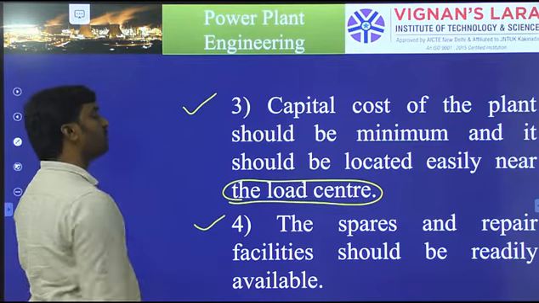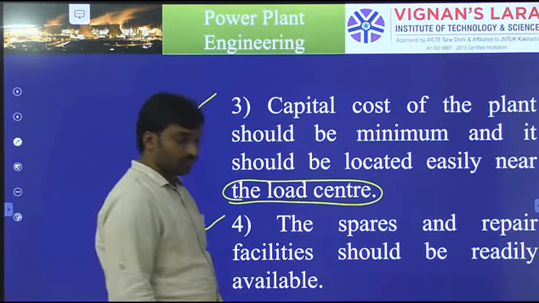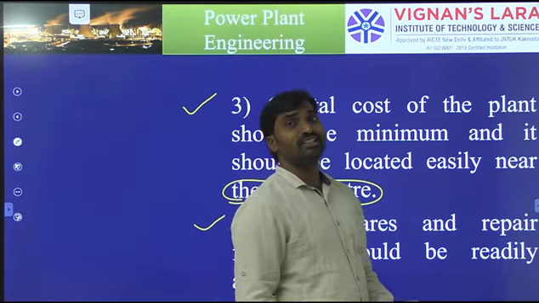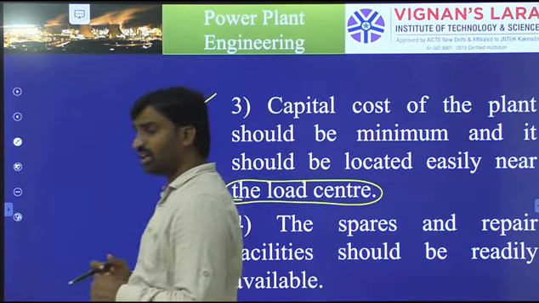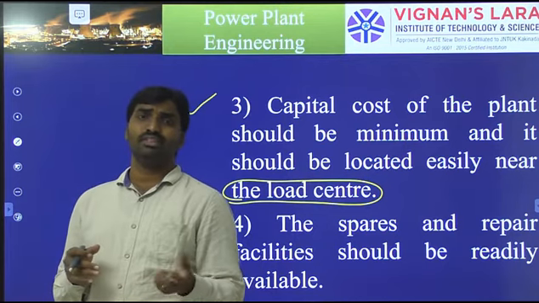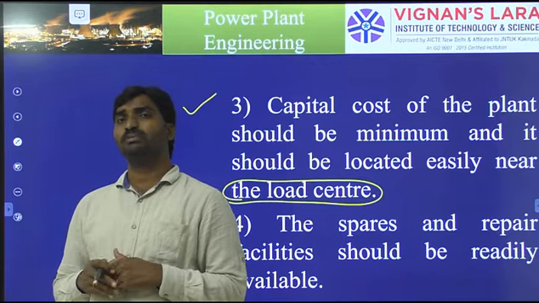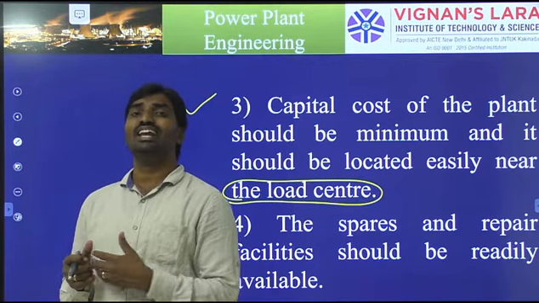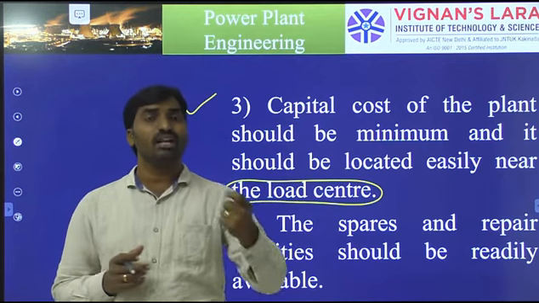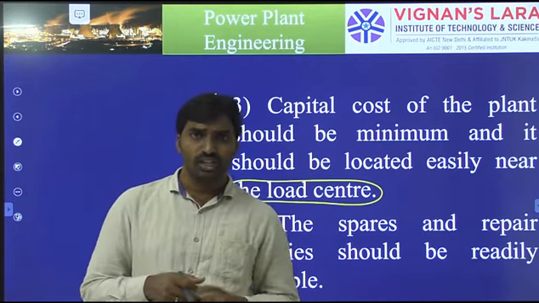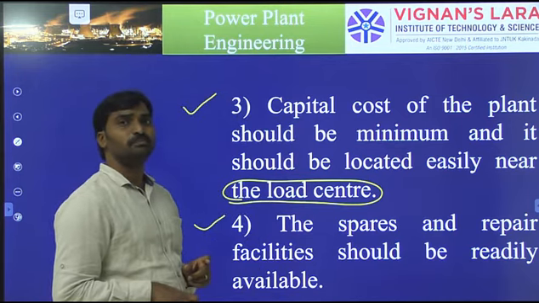The fourth point: the spares and repair facility should be readily available. If you operate a power plant, for example a diesel power plant, the spare parts are easily available, so you can run the power plant if any problem occurs. Otherwise, if you don't have spare parts, the entire production is delayed only due to the maintenance process, only due to the non-availability of components. So that's why you need to check whether the components are available or not.